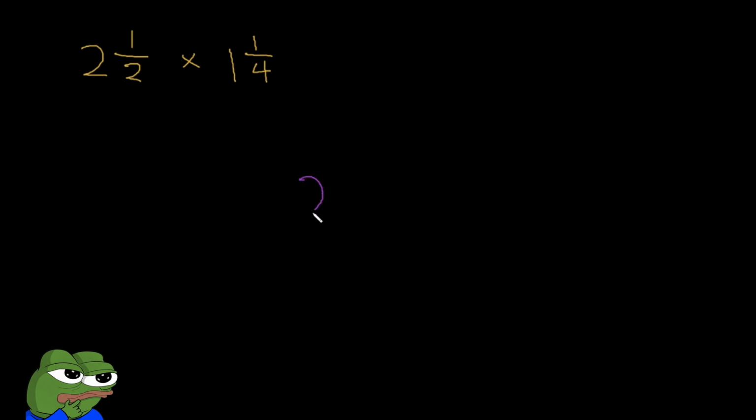But first, recall that a mixed number has a whole number and a fraction, right? Now we want to change this into an improper fraction. So how do we do that? Well, you simply multiply the denominator and the whole number, okay? So 2 times 2 is 4, then you add it to the numerator. After you do that, you remove the whole number. So what you get is 1 plus 4 is 5 over 2.